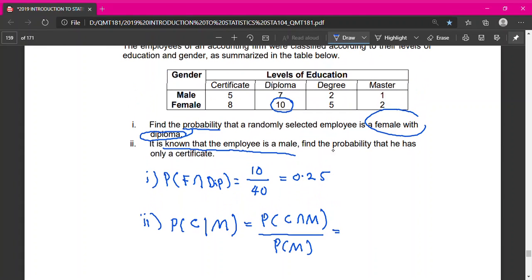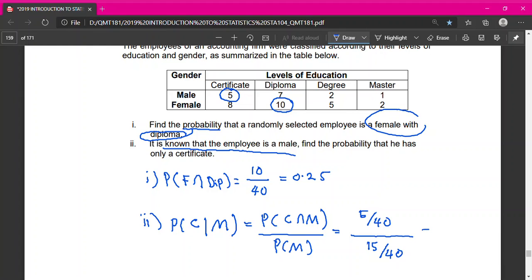So, tengoklah. C intersect male kat sini 5. Right? So, 5 tu bilangan. Dia nak probability. So, 5 over 40, sebab kena bahagi dengan altogether number of employee. Itu yang kat atas tu. Nak cari pula probability of male. Probability of male maksudnya kena total up all the male, which is 7 plus 2 plus 1 plus 5. So, it is 15. Divide dengan total semua sekali 40.